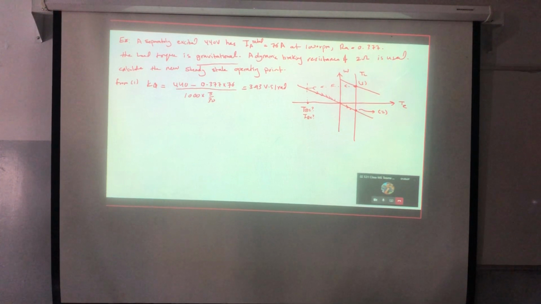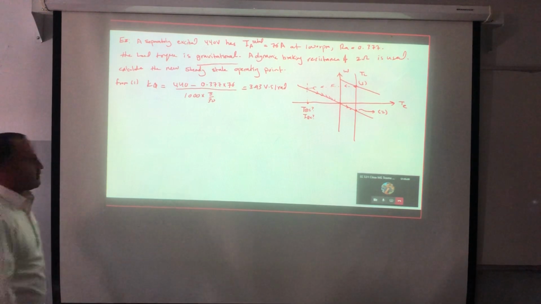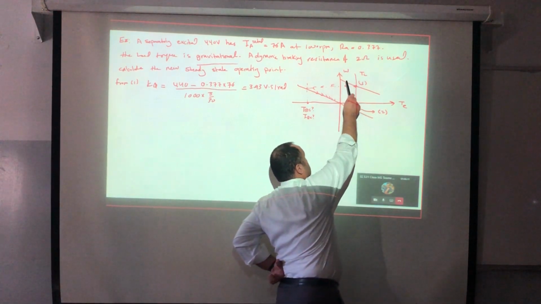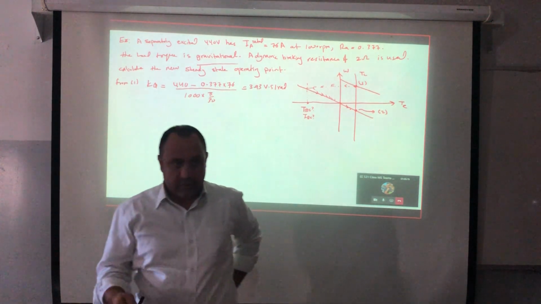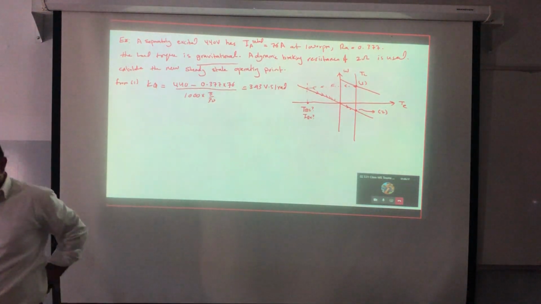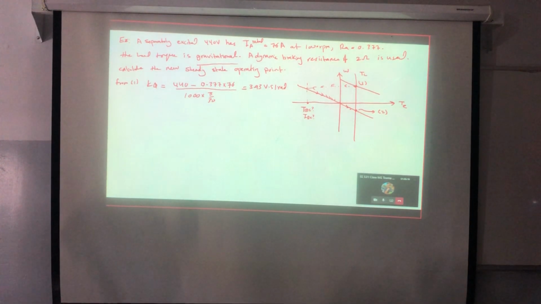Yes, but simply you need the voltage of this line. Without knowing the voltage of this line, how can you do that? So simply here I'm assuming that I have the initial condition, which means that the machine has 440 volt, draws 76 ampere, and rotates at 1000 RPM.